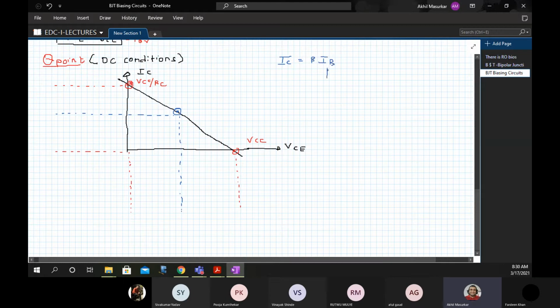So if we create a variation at the base, then we can see a corresponding variation at the collector, and the variation at the collector will be beta times IB. So this is what we mean to say, that a small variation at the base will create a corresponding variation in current at the collector.